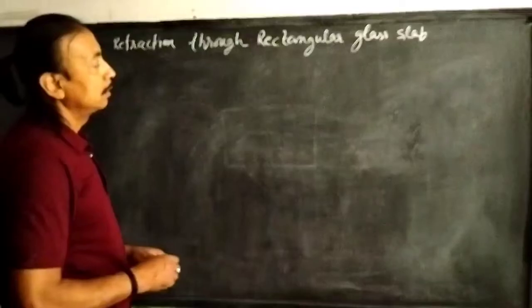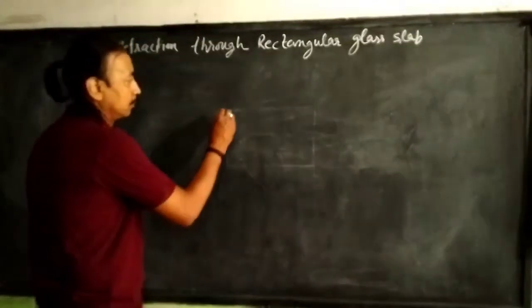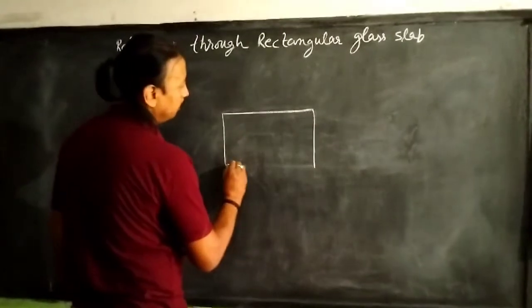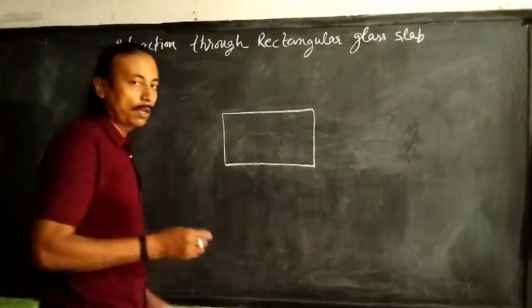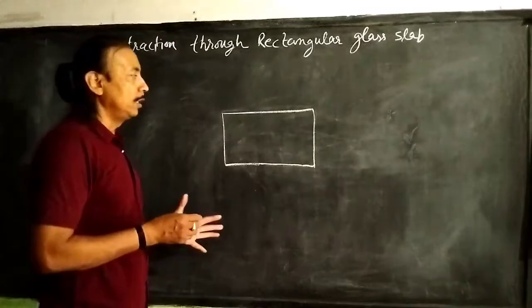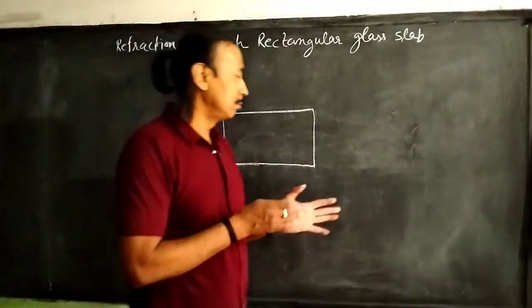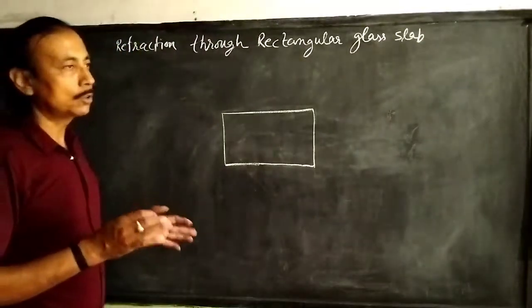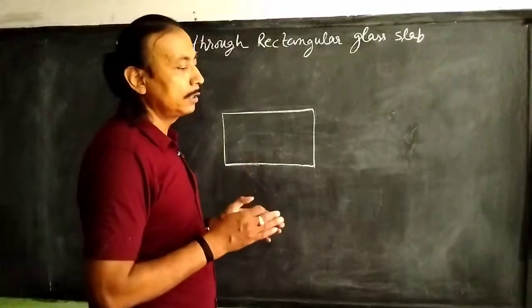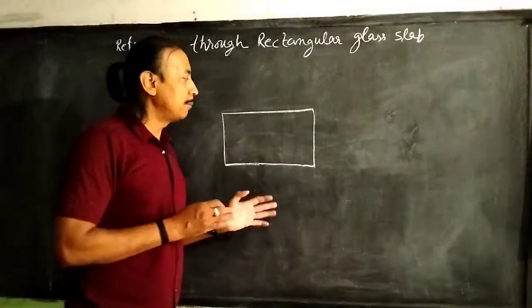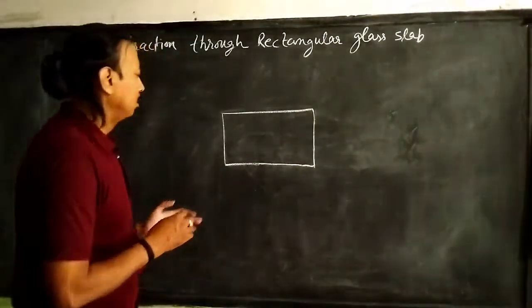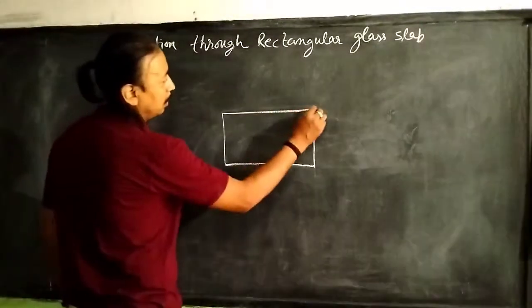Now we are going to start refraction through a rectangular glass slab. Suppose this is the cross section of a rectangular glass slab. In any type of ray diagram, or any type of figure, we generally use a cross section because we can't make a three-dimensional figure. So this is the rectangular glass slab.